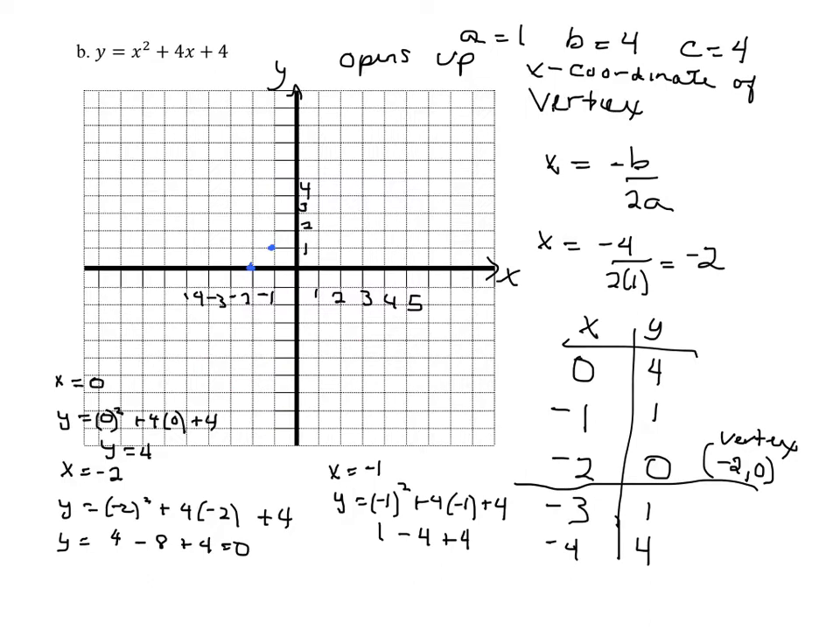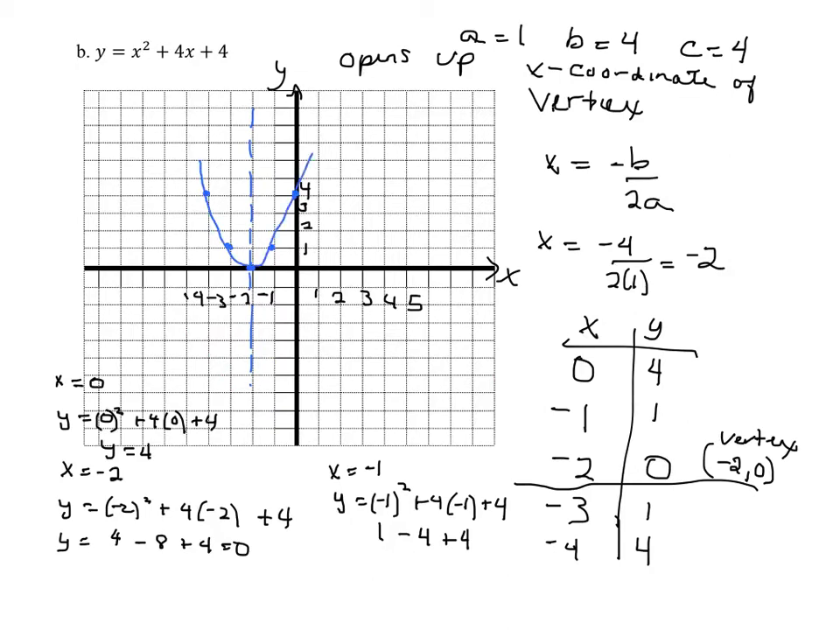And let's graph the other guy. Negative 3, 1. Good, because I got my little symmetry going on. I love the symmetry aspect of the parabola. And then 0, 4, and negative 4, 4, and then I can connect.